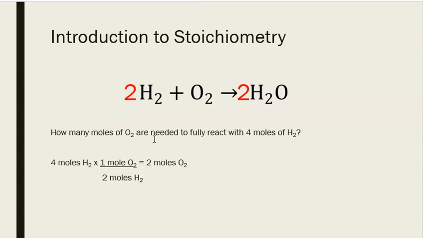This means that if we have 4 moles of hydrogen and we want to react completely all of that hydrogen, we need 2 moles of oxygen.